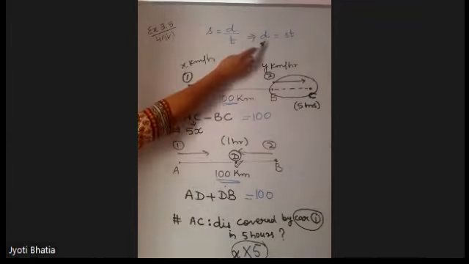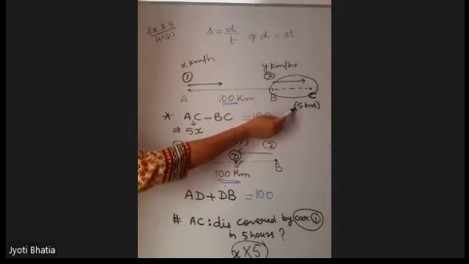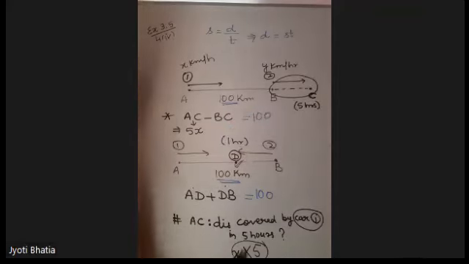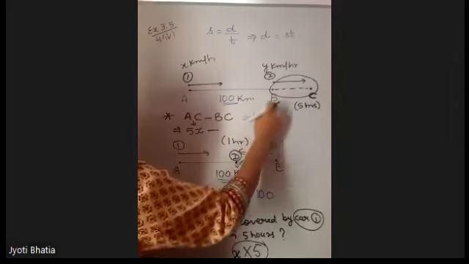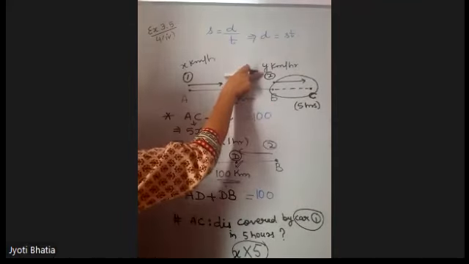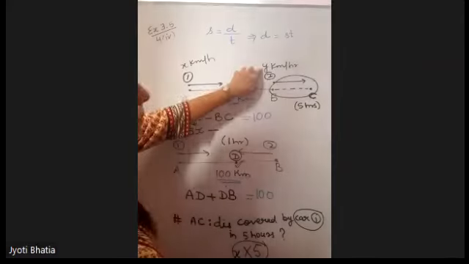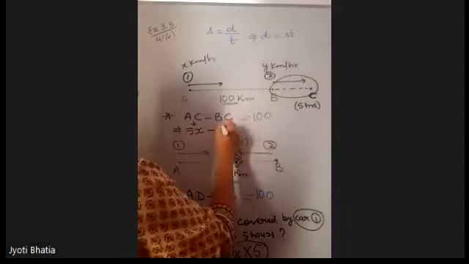And distance is speed into time. So this car is moving with the speed x and it is taking 5 hours. So should AC be 5 into x, 5x beta? Yes, ma'am. And likewise BC. Is BC distance covered by this car moving with the speed of y kilometer per hour and taking 5 hours? 5y. So very good.